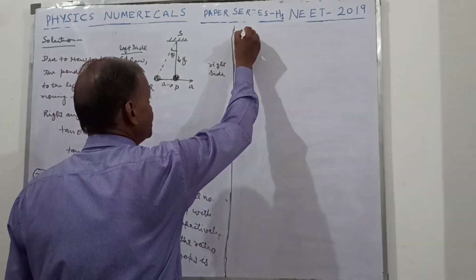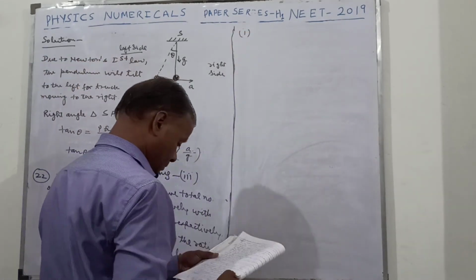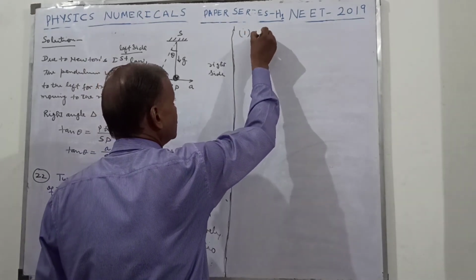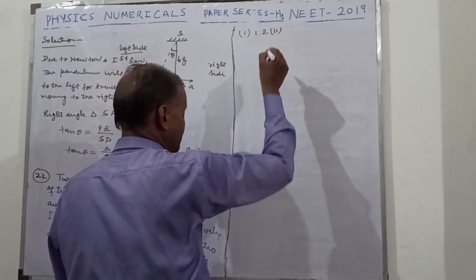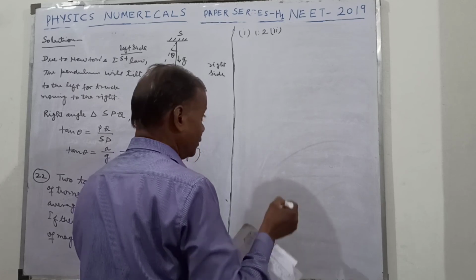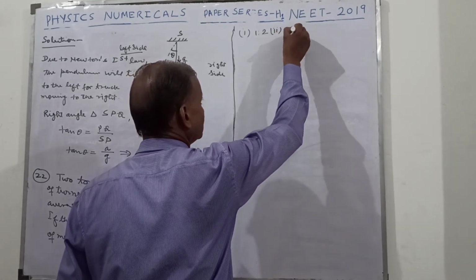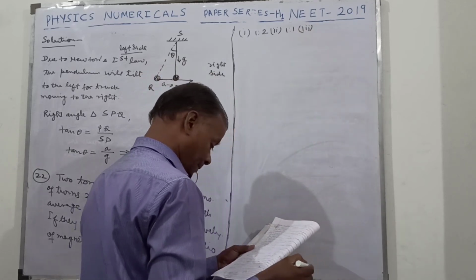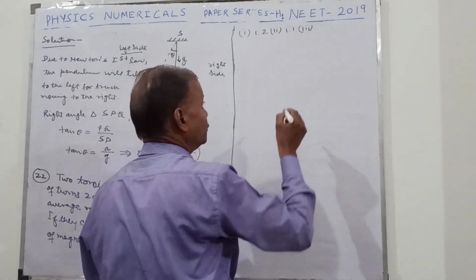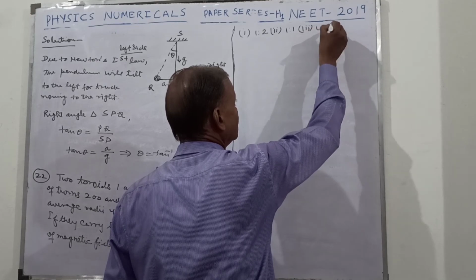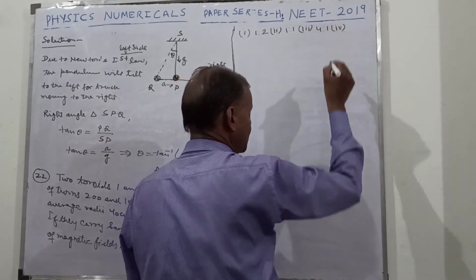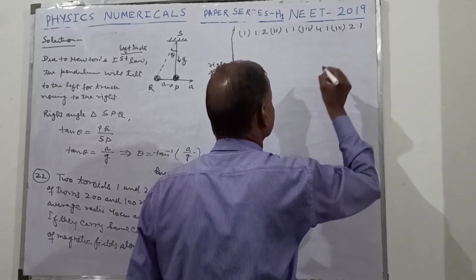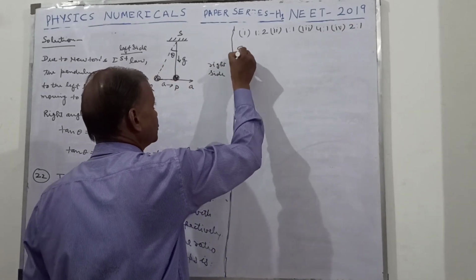Now the first option is given here, that is 1:2. Second is 1:1. Third is 4:1. And fourth is 2:1. Now the solution.